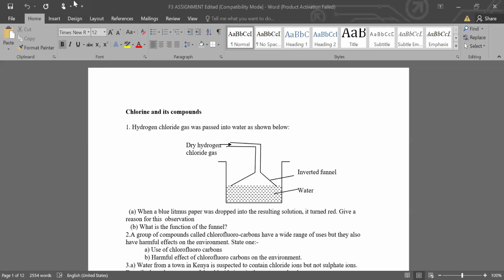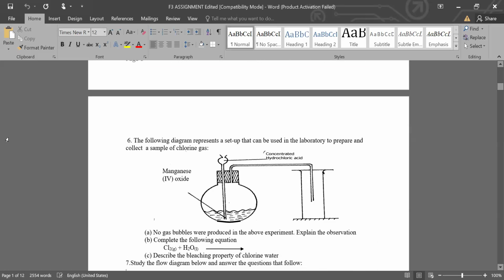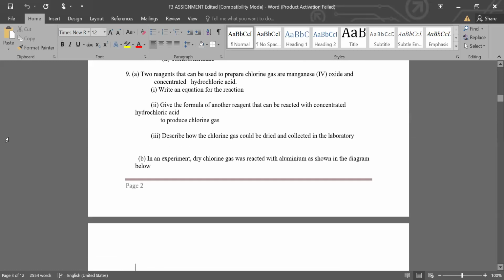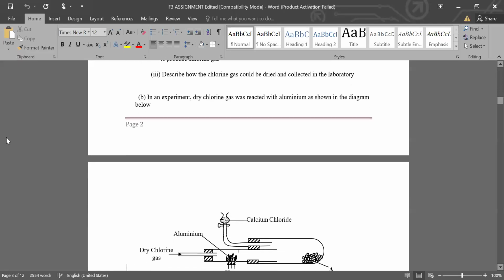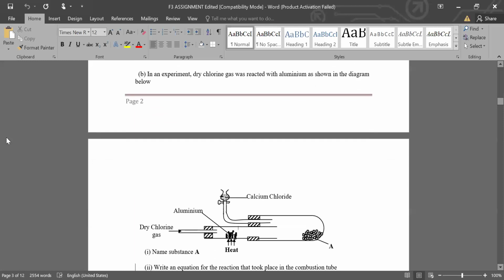Question number 9B. Question 9B. We will start with question number 9B. We can go through the question.